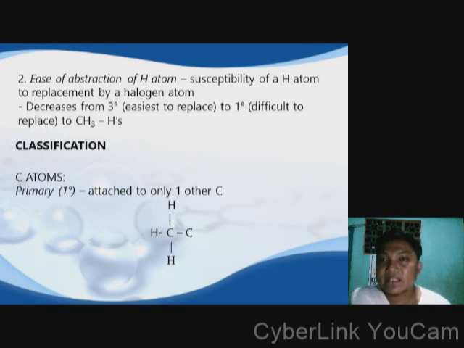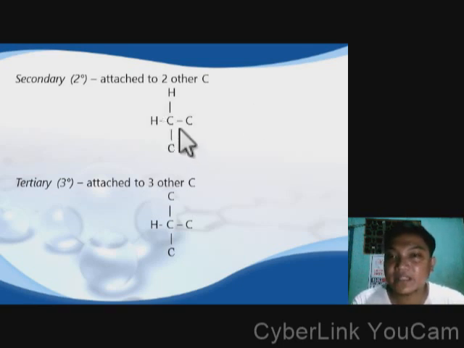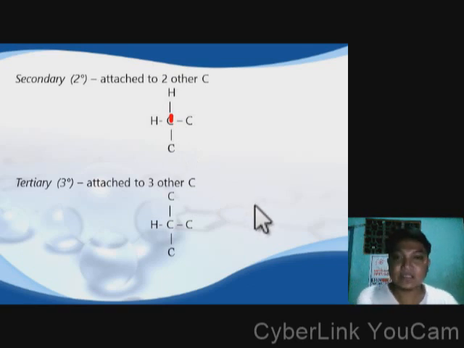Classification of C atoms: primary is attached to only one other carbon. Next is secondary. This would be your primary, this would be your primary, and this would be your secondary already.